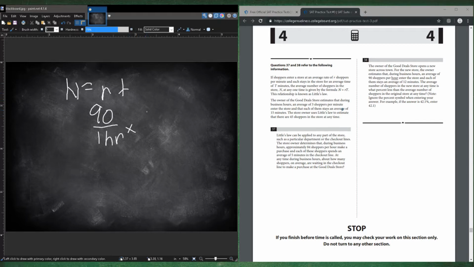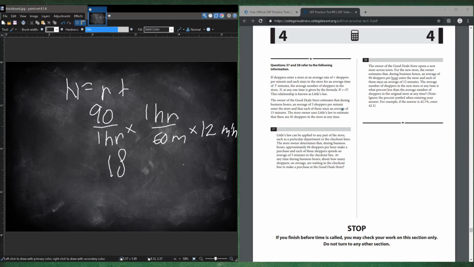And 1 hour is equal to 60 minutes, and they stay for 12 minutes. So we're gonna have to look for what this is. So 90 divided by 60 times 12 is 18. So the new store has 18 shoppers at the store at any time.